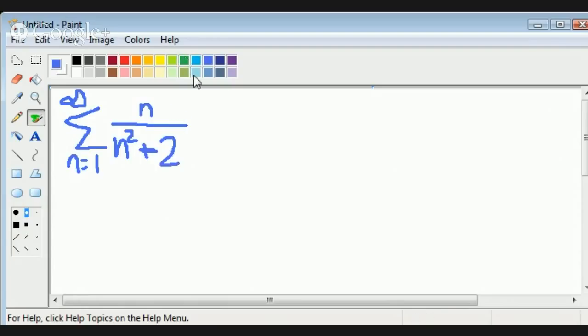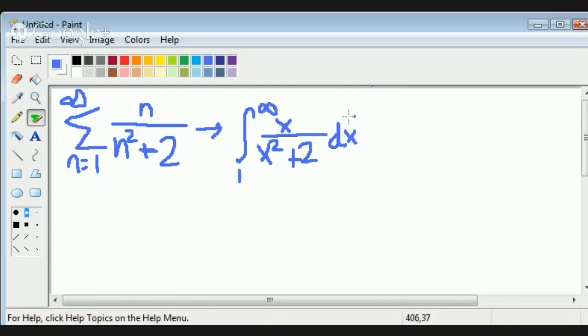Use the integral test to determine whether the series is convergent or divergent. So we have this series, the sum from n equals 1 to infinity of n over n squared plus 2. Now we have to evaluate the following integral. It's really simple. You just change n into x, as simple as that, and have b as infinity and a equal 1. And of course, you should always have a dx at the end.